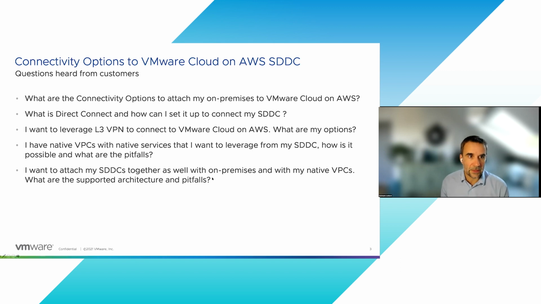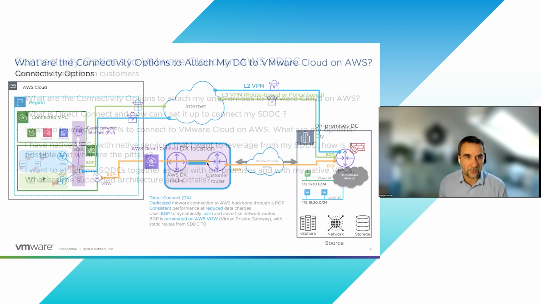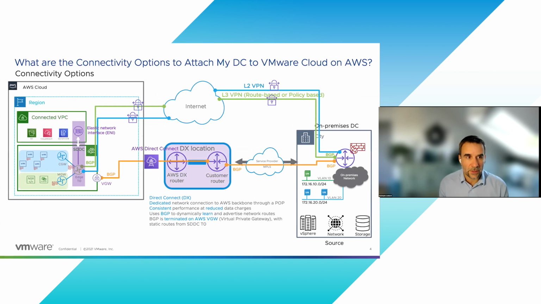So let's start by just reviewing the possibilities we have to connect an on-premises data center to the AWS cloud, and especially VMC on AWS. There are mainly three options. The first one would be VPN, which is the fastest one, and probably the cheapest one as well. You have two options, layer 3 VPN or layer 2 VPN. Layer 2 VPN is very simple.